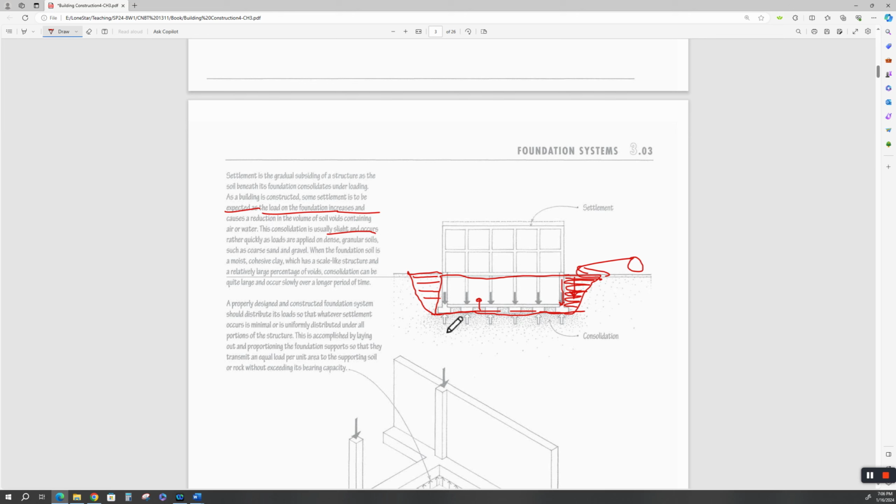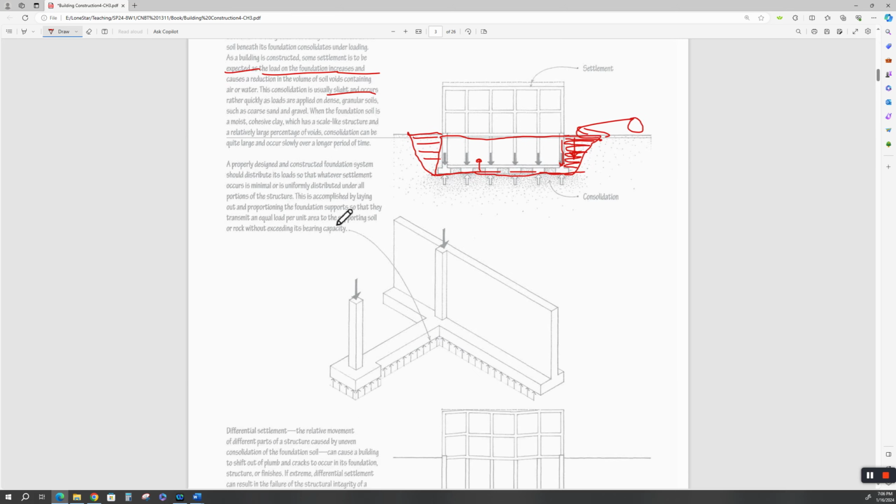If you compacted this subgrade before you started laying in your foundation, okay, was it moist? What was the water density? What was the moisture content, etc.? A properly designed and constructed foundation system should distribute its loads so that whatever settlement occurs is minimal, or it's uniformly distributed across the structure. Now, we're not talking feet, okay? We're talking fractions of an inch, if at all, right?